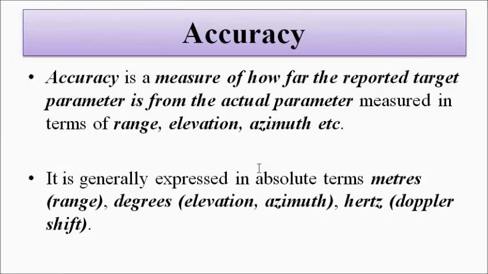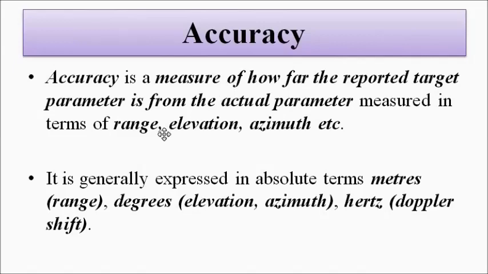Accuracy defines how far or close the measured value is to the true value. What is the difference between them? It is generally expressed in absolute terms. For range, it is in terms of meters. For elevation and azimuthal angles, it is in terms of degrees. And for Doppler shift, it is in terms of hertz, that is, frequency.